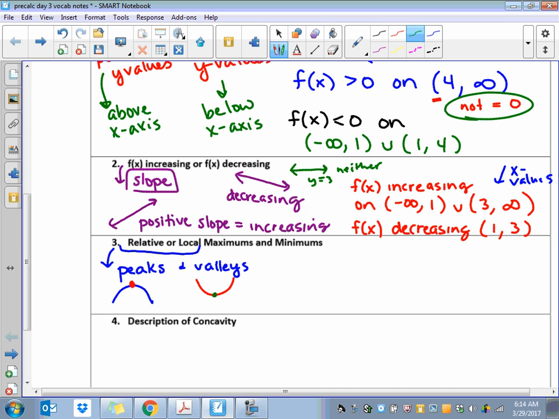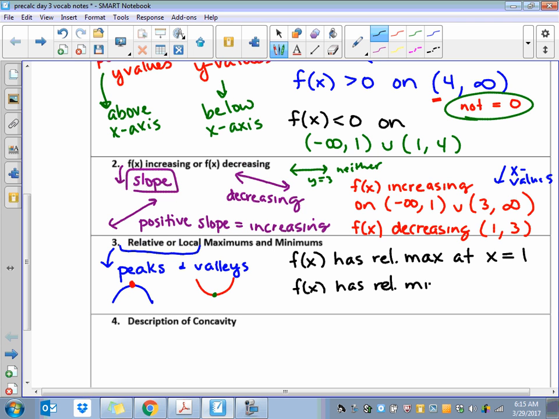It's something you identified on the calculator when you looked at it. The calculator is great at it, it tells you maxes and mins. So this is something I don't think you'll have problems with. You just look at the graph. Once again, something we can do in calculus without seeing a graph. By looking at this graph, f of x has a relative or local maximum at x equals 1. F of x has a relative minimum at x equals 3.